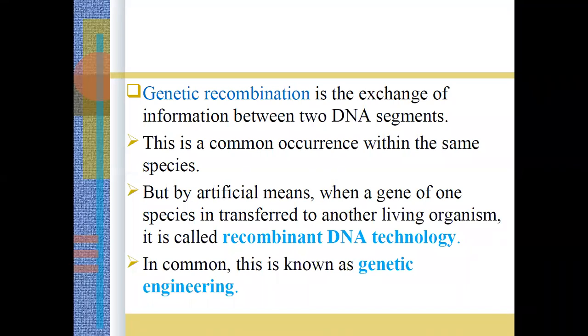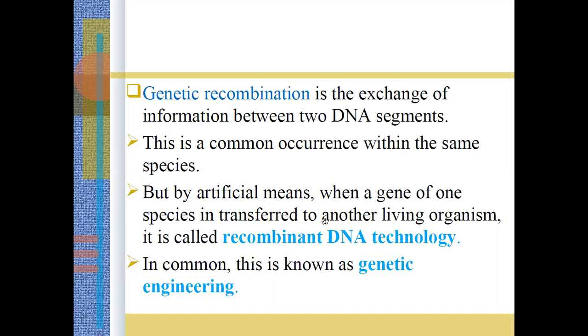Naturally, you have seen in the cell division process of meiosis, in one phase of meiosis, genetic recombination occurs, where the exchange of DNA segments takes place and recombinants are produced. This is a common occurrence within the same species, but genetic recombination can also be produced by artificial means in the laboratory or in other areas.